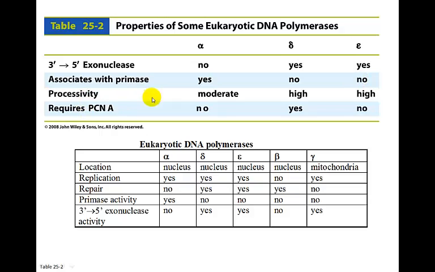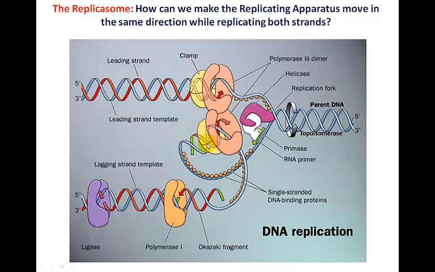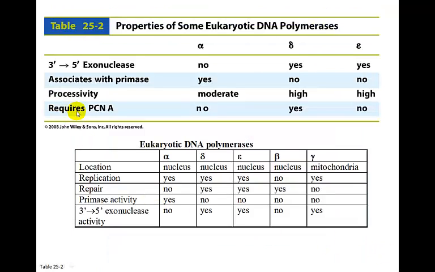Processivity: moderate, high, and high. So both of these are going to be involved with the majority of our DNA replication. High processivity requires PCNA. Remember this clamp that I told you about? In eukaryotes, this is called the proliferating cell nuclear antigen. So that's a protein you find in proliferating cells, i.e. dividing cells, and that shouldn't be surprising because we need that for our DNA replication. So alpha doesn't require PCNA. Delta and epsilon do require it.